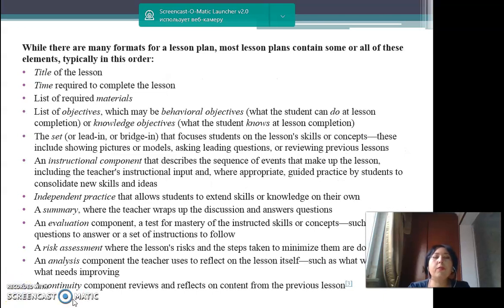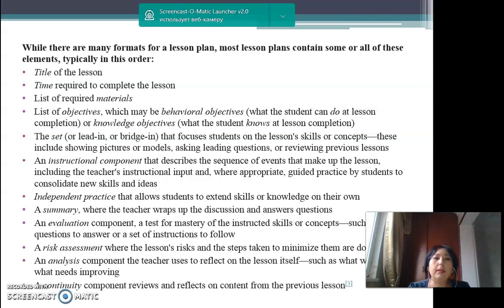While there are many formats for a lesson plan, most lesson plans contain some or all of these elements, typically in this order. The first one, title of the lesson. Then, time required to complete the lesson. List of required materials. List of objectives, which may be behavioral objectives, what the student can do at lesson completion, or knowledge objectives, what the student knows at lesson completion.